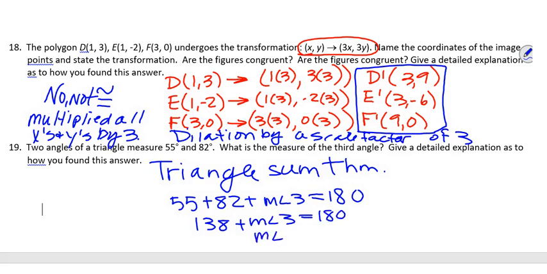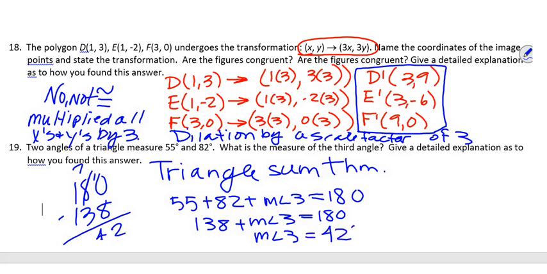So the measure of angle 3, let's see if I can do this in my head, is what is that? Let me do it over here, y'all. 42 degrees. See, even I can do subtraction the old way when I don't have a calculator.